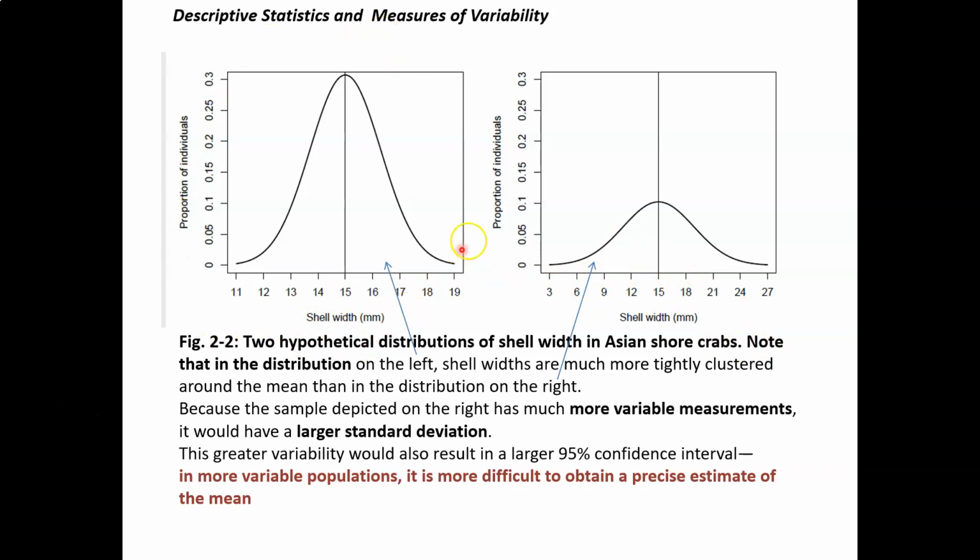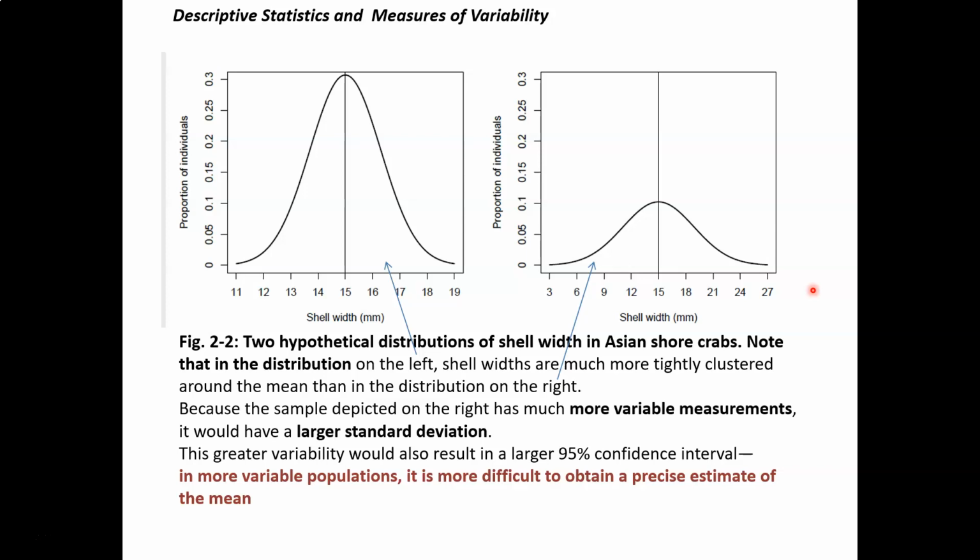But in this figure, you can see the variation around the mean is subtle: the minimum is 11 millimeters and the maximum is 19, with the mean being 15. Here the mean is the same, but the minimum can be as low as 3 millimeters and the maximum as great as 27. So here the shell widths are tightly clustered around the mean. Over there, the shell widths are not tightly clustered; they spread widely around the mean.